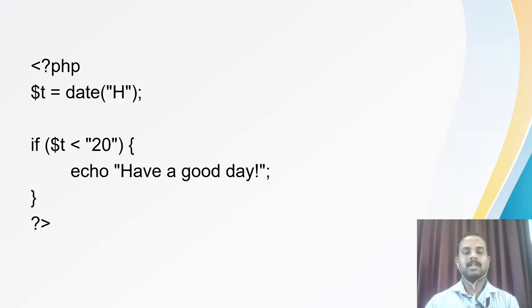Now, let me say that the time is 22. Then the condition will be false, so I will not execute this statement and will come out directly. Only when the condition is true will the code belonging to that condition be executed. So when the hour is 2, 3, 4, or 19, it will print have a good day.